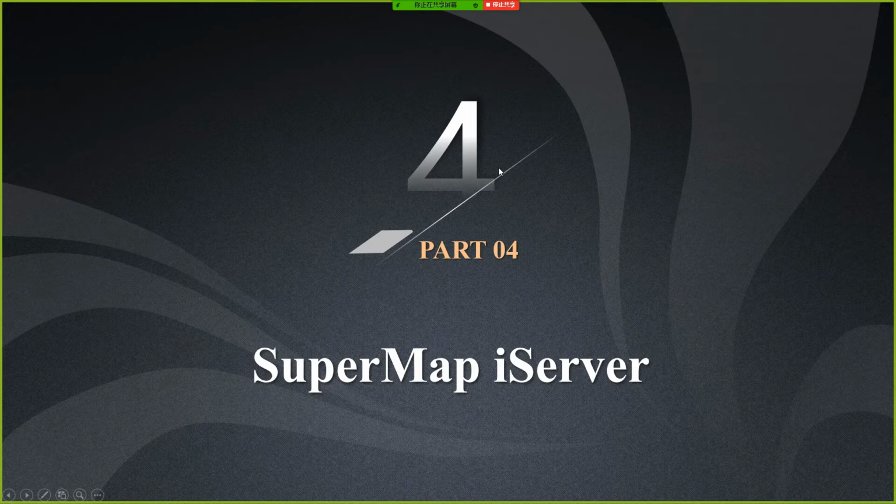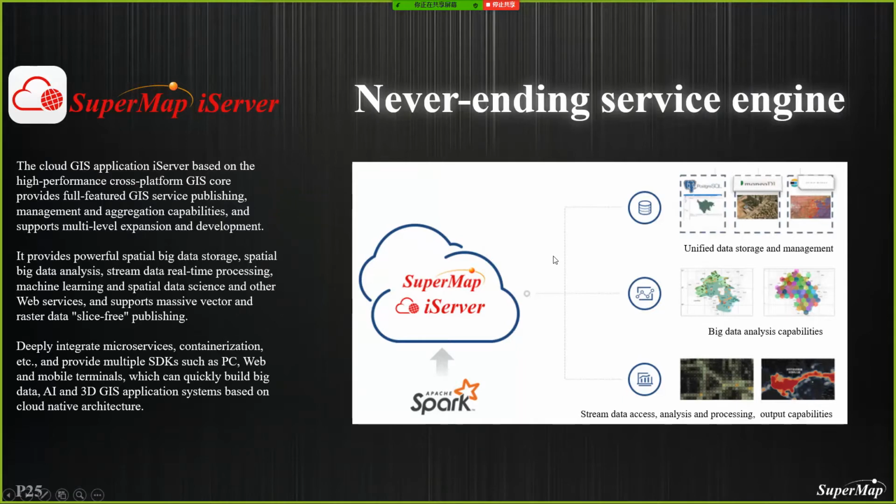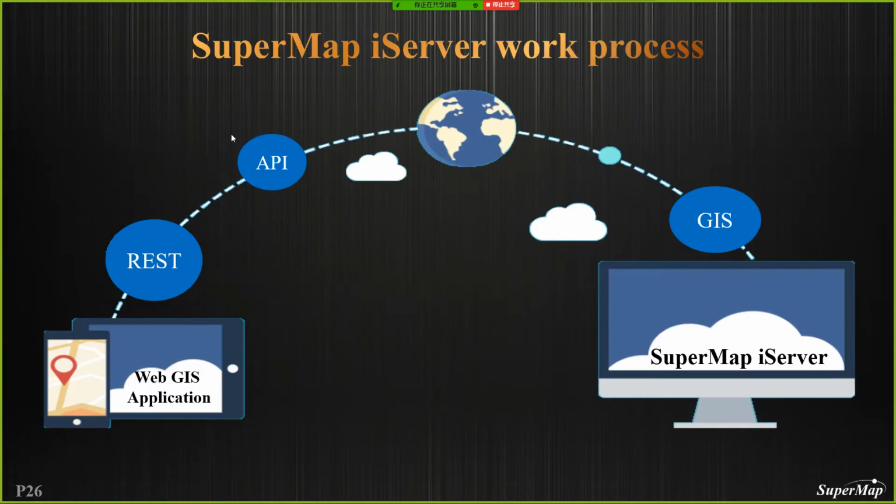Okay, next we will introduce the SuperMap iServer. SuperMap iServer is the cloud GIS application server, and it's based on the high performance and cross-platform GIS core, and it provides the full-featured GIS service, includes publishing and management and aggregation capabilities, and it supports multi-level expansion and development. So, how does iServer work?